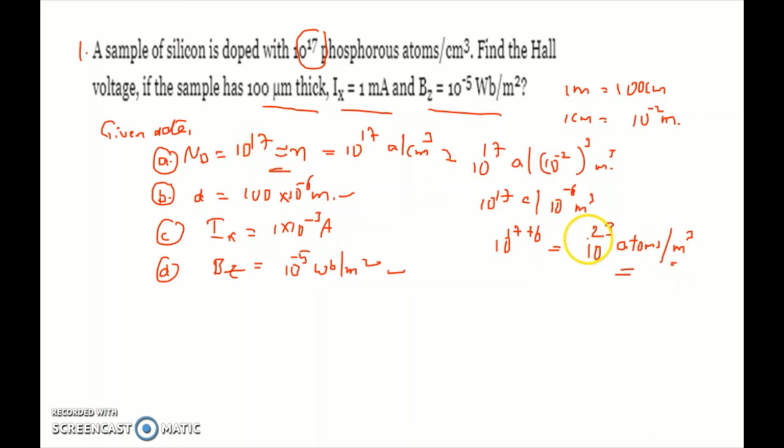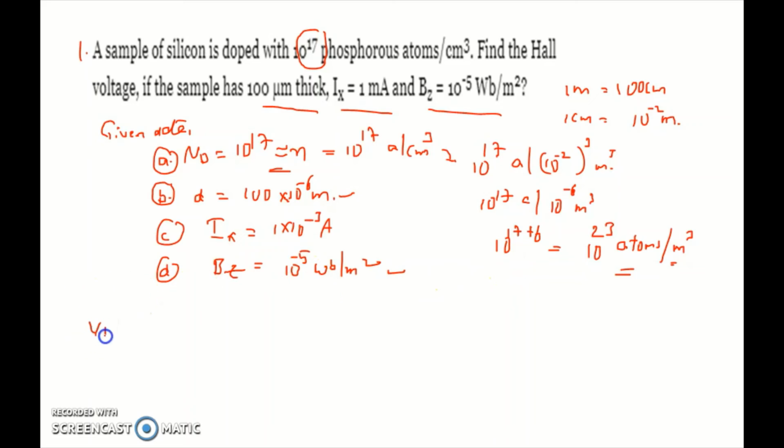See, the data A is in 10 power 23 atoms per meter cube, and the distance, that means the thickness, is in 100 micrometers, and the magnetic field intensity is also in Weber per meter square. So now every data is in meters. So you have to convert like this. If every data is represented in centimeters, then you have to convert into centimeters. Okay, so it is the most important thing regarding the units.